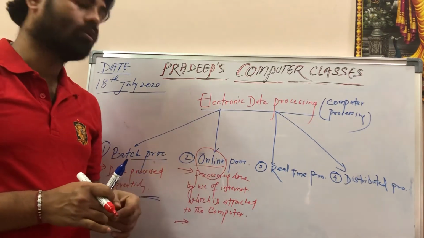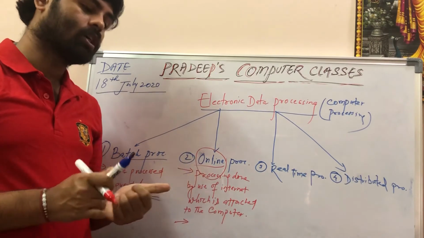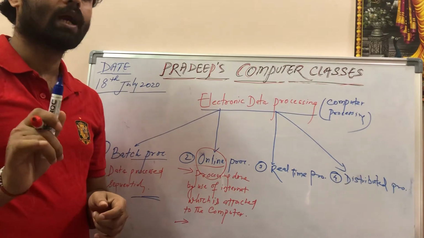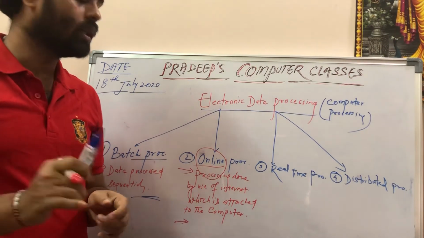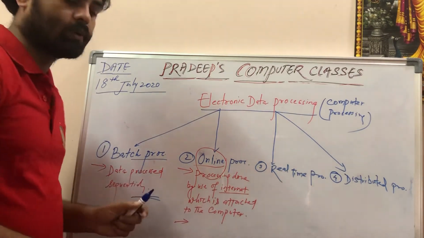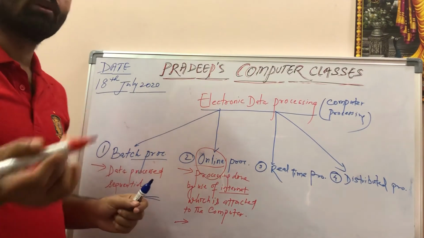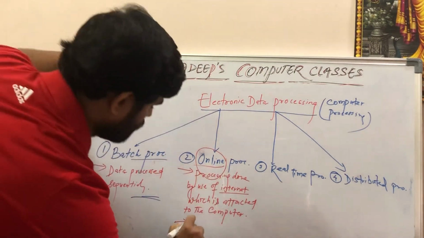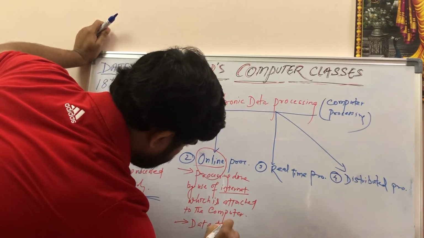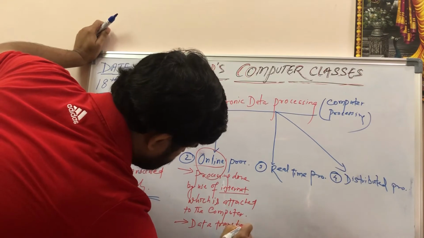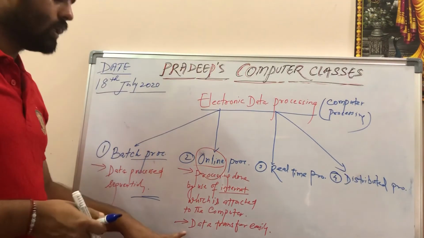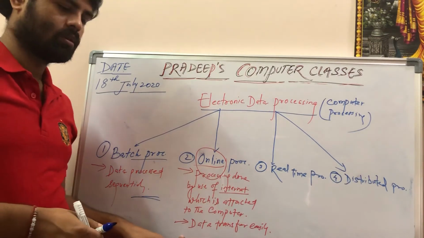But if you talk about online processing, the data transfer is done over the internet and you do not have to go anywhere. Only one thing is needed, what? Internet. So data transfer is done between altogether different places. So we can do the data transfer easily.